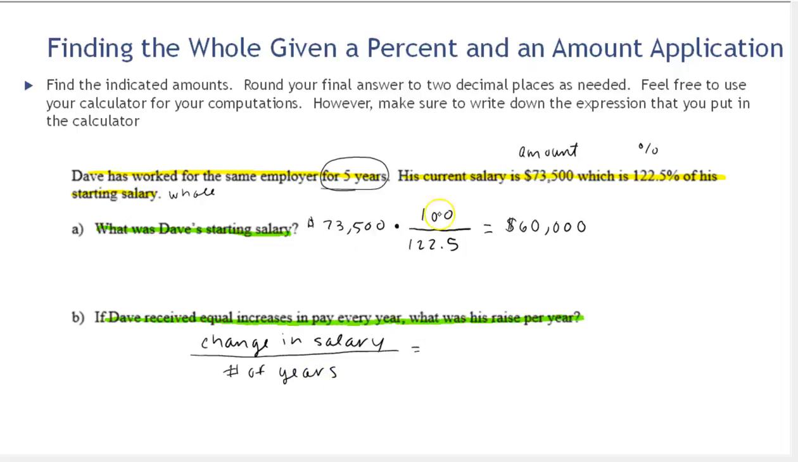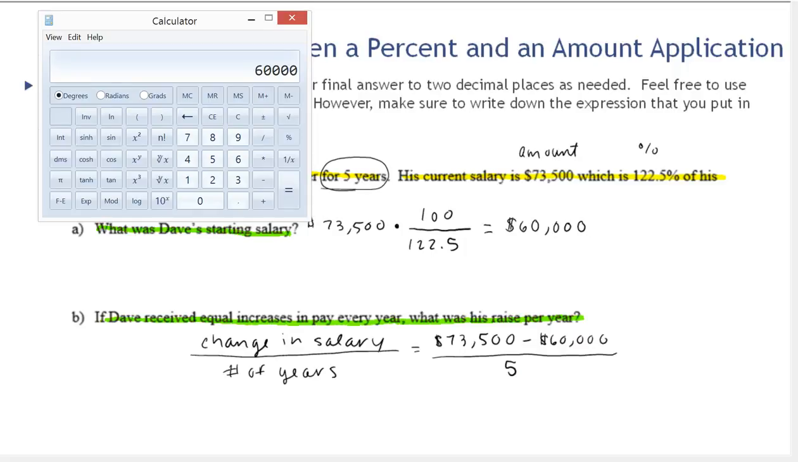So the change in his salary is going to be the difference between these two values, 73,500 minus 60,000, and this is distributed equally over 5 years. Now, if you want to put this in all at once, you need to put the numerator in parentheses, or you can compute this first, then divide.